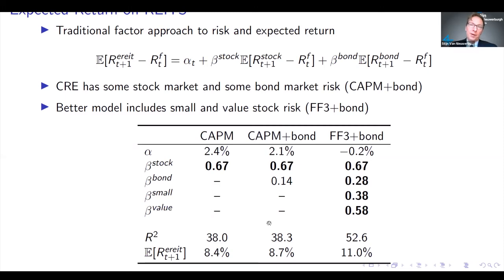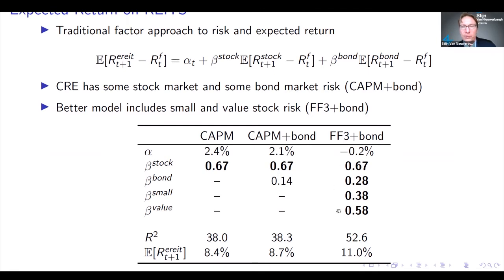We can do even better by recognizing that REITs are very similar to small and value stocks. So by adding two more factors, we graduate from a two-factor to a four-factor model. We now have the stock and the bond market factor, a small stock factor, and a value stock factor. And that model explains almost 53% of the variation of REIT returns. So it's a good model. It's a good description of risk and return dynamics in the real estate market, in the REIT market.